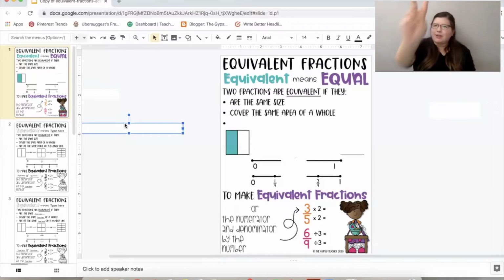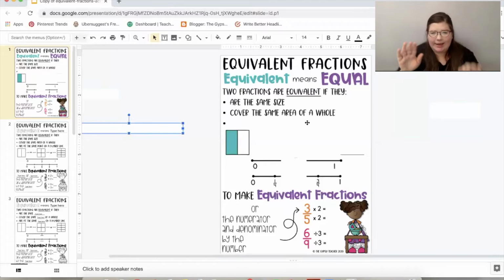Two fractions are equivalent if they are the same size, and if they cover the same area of a whole. Awesome. Make sure you write that down and then come back. You can press pause. All right, so we have two fractions are equivalent if they are the same size and they cover the same area of a whole. Now, we have one more part.